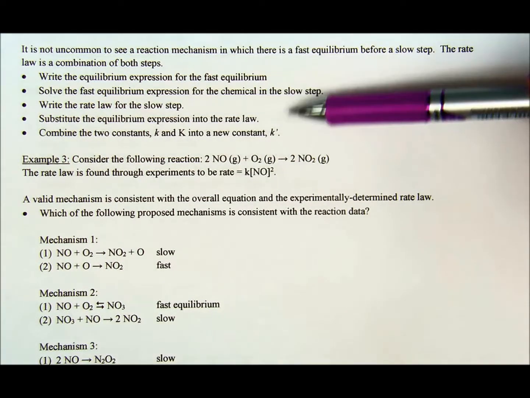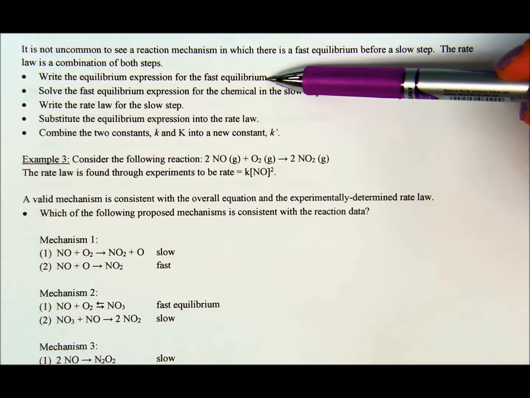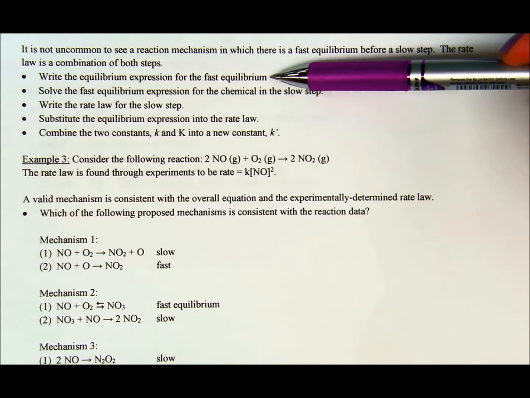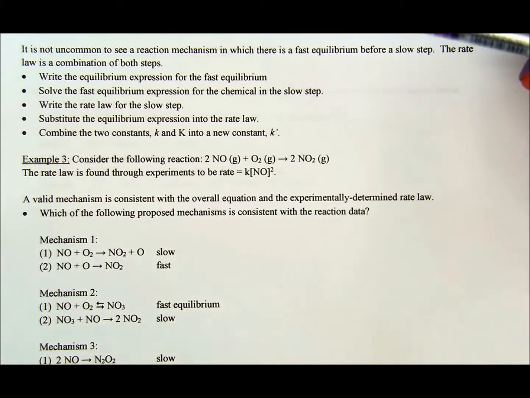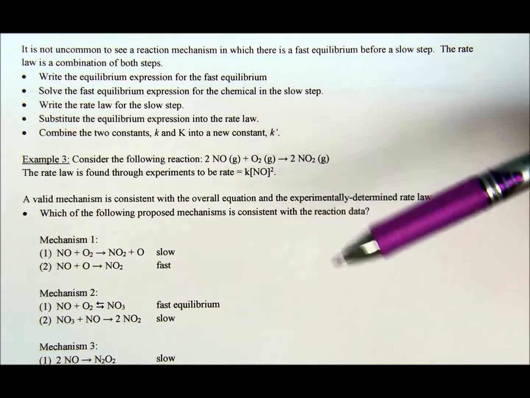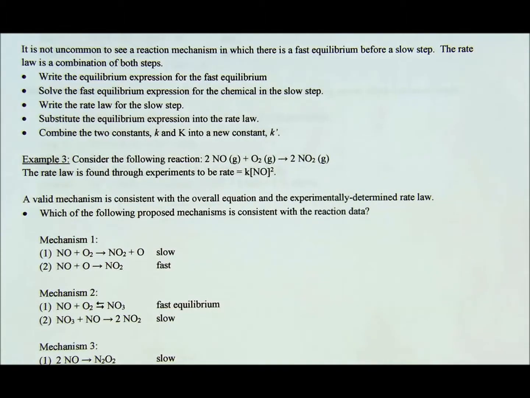So here's the steps that you take to solve that. Write the equilibrium expression for the fast equilibrium. So that's that K expression. If you'll remember from your first chemistry class, equilibrium is products over reactants. We haven't gone over that yet in this class, but products over reactants. Solve the fast equilibrium for the chemical that's in the slow step. Write the rate law for the slow step. We've done that before. And then substitute and then combine the constants. I'm going to go through this as an example so it'll make more sense.